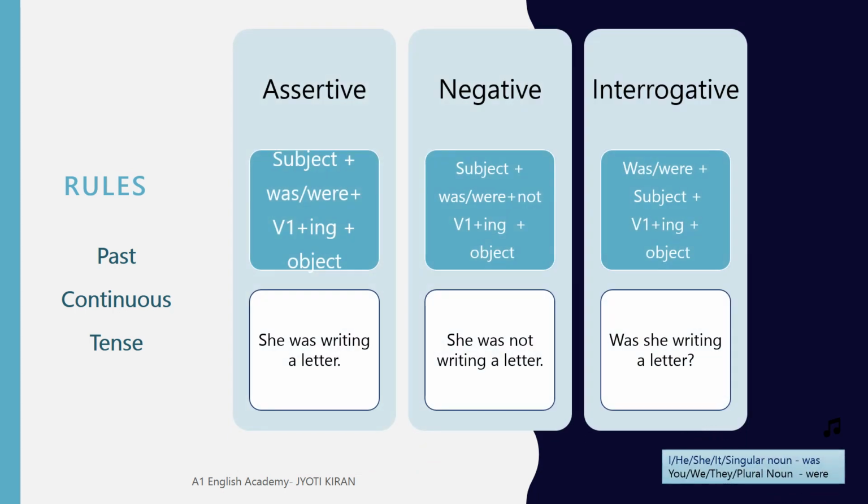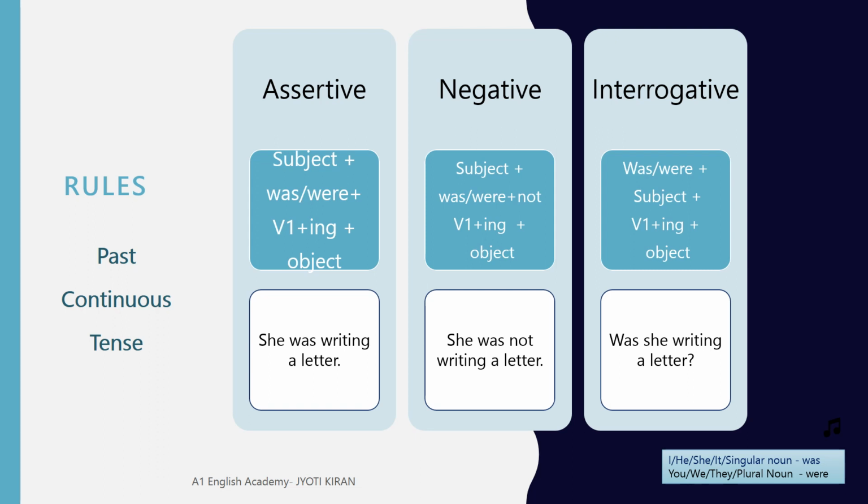So these are the rules which we apply for making past continuous tense. In assertive sentences with subject, we use was or were, then first form of verb with ing, and then the object. We have to keep in mind that with I, he, she, it, or a singular noun, we use was, and with you, we, they, or plural noun, we use were. For negative sentence with subject, then was or were plus not, then first form of verb, then ing, and then object. And for interrogative, we use was or were at first place, then subject, then first form of verb, then ing and object.